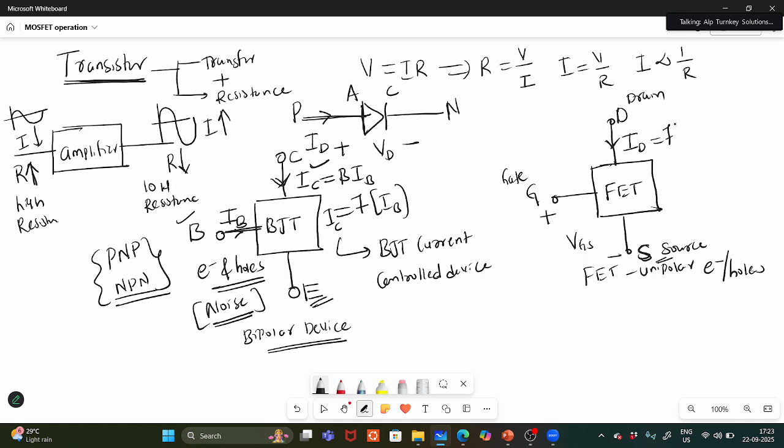ID is a function of VDS. From this I can say the FET is which device? A voltage control device. The drain current is a function of VGS, the gate to source voltage. By varying the input voltage, you get the output current. So the FET is a voltage control device. This is the difference between BJT and FET.